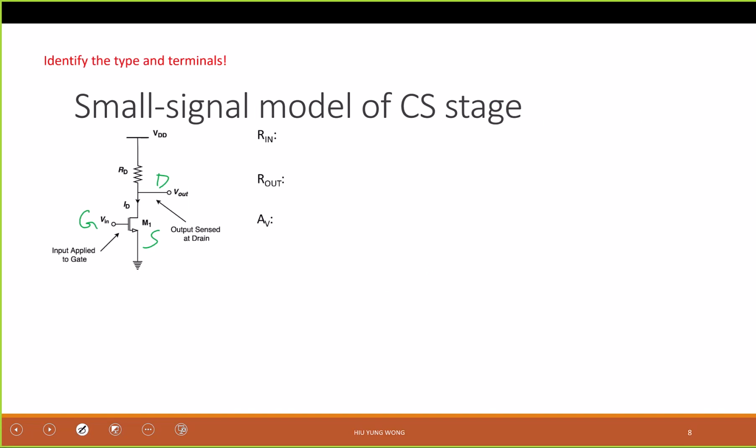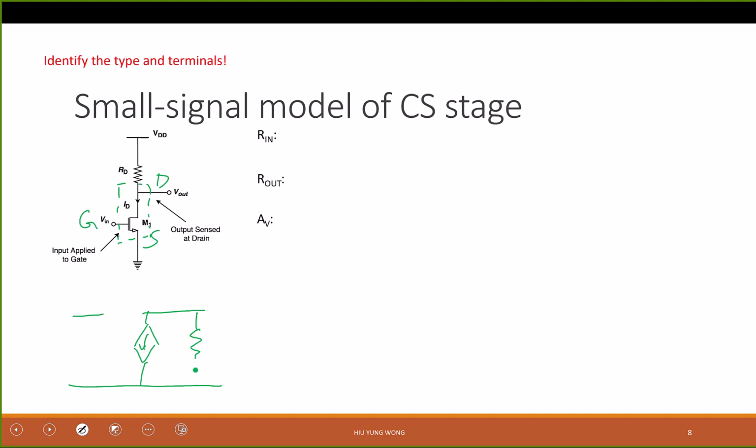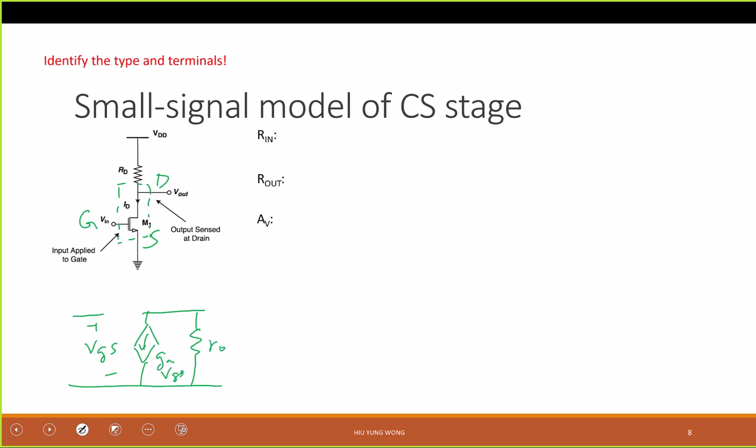We should draw the small signal model. How do you draw it? As I told you last time, draw a box across all the transistors, and then replace it with the circuit from my cheat sheet. This one I call VGS. This gives me gm VGS, and this is r0. This is gate, this is drain, this is source. Make no mistake on this part.